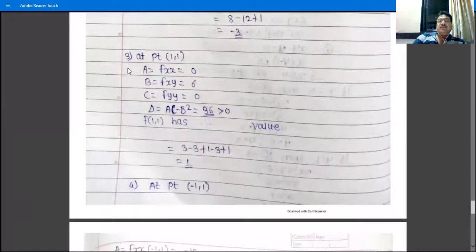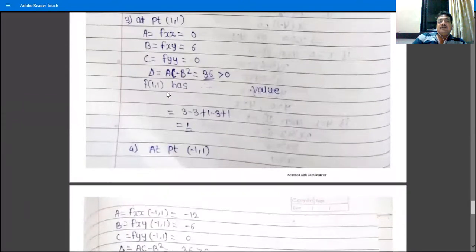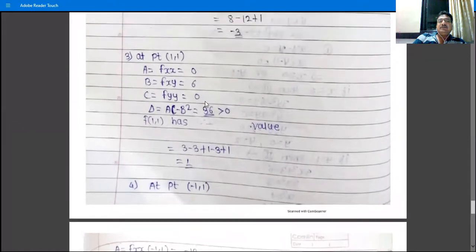Then at point (1, 1), find capital A, capital B, capital C, delta. A is equal to 0. AC minus B squared: 0 into 0 minus 6 squared. Minus 6 squared is 36, so the answer is minus 36. It is not plus 36, so the correction is here. Minus 36 is less than 0, and therefore the point (1, 1) is a saddle point.